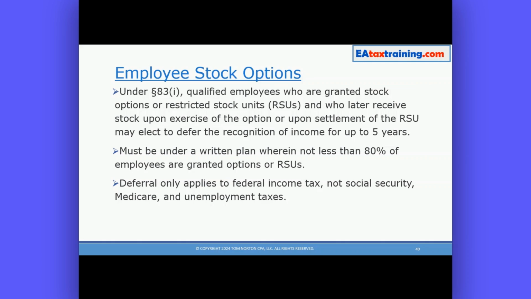Under Section 83(i), qualified employees who are granted stock options or restricted stock units, RSUs, and who later receive stock upon exercising the option or settlement of that RSU may elect to defer recognition of income for up to 5 years. This must be under a written plan wherein not less than 80% of employees are participating, and the deferral only applies to income tax, federal income tax, not to payroll taxes. So keep all of those things in mind. Section 83(i), they can defer for up to 5 years, but it has to be available to at least 80% of employees, and it is only for income tax, not for employment taxes.